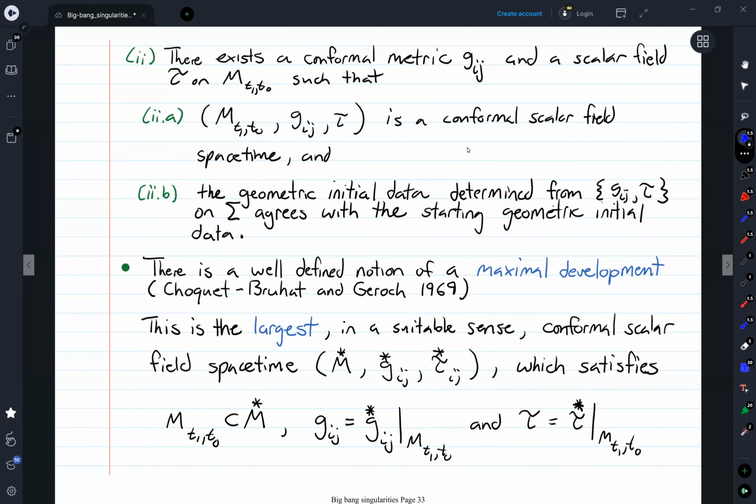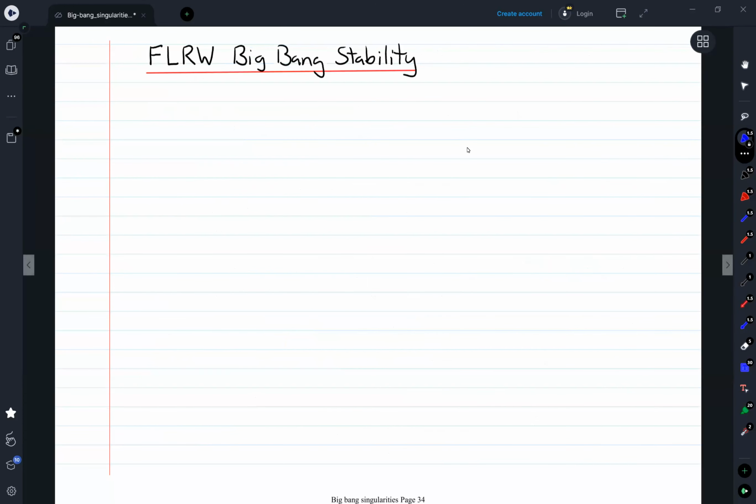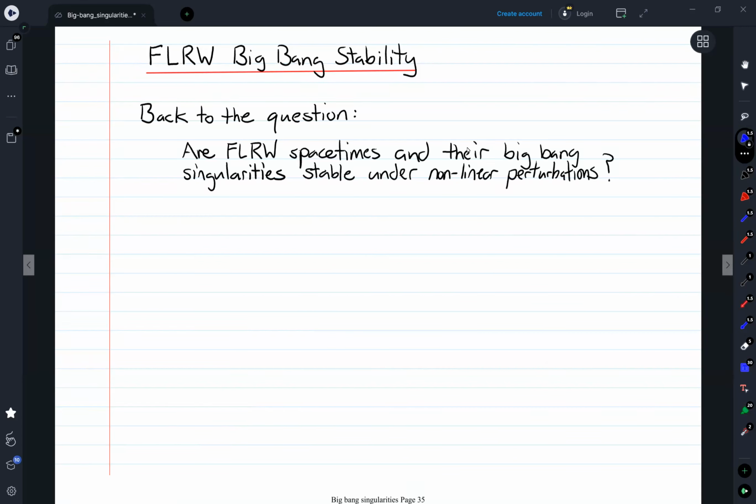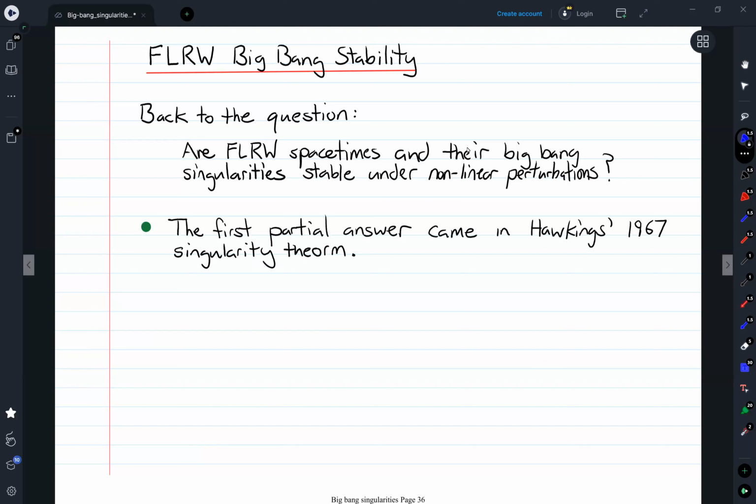Okay. So that's what we're going to need to do to understand this black hole problem, because what we're going to do is we're going to take our FLRW solution, we're going to restrict it to a hypersurface that induces initial data there. We're then going to look for initial data in a neighborhood of that hypersurface, and we're going to look at the maximal development of that initial data to the past. And we're going to go, well, what happens? Okay, so this is going to be FLRW Big Bang stability, right? So we're back to the question now, are FLRW spacetimes and their Big Bang singularity stable under nonlinear perturbations? Okay, so let's go through a bit of the history of this, just a few key results.